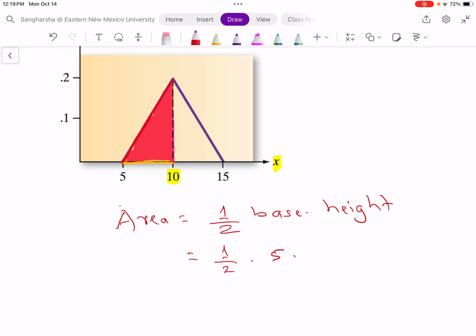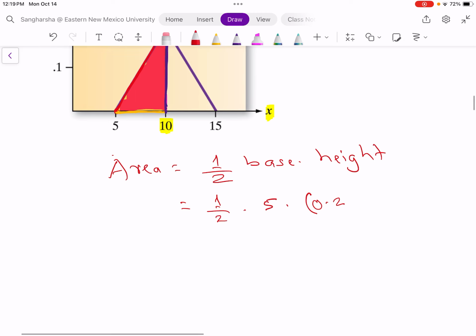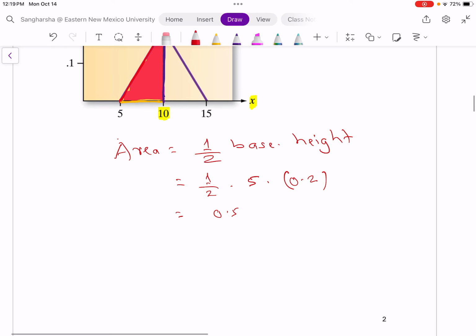What is the height? The height is this region. This is the height, 0.2. Do you all agree? Okay, 0.2. So what is this equal to? 0.5. Okay, 0.5, so this is the area. And this area is the same as the probability that x takes a number greater than 5 and less than 10, which is 0.5.